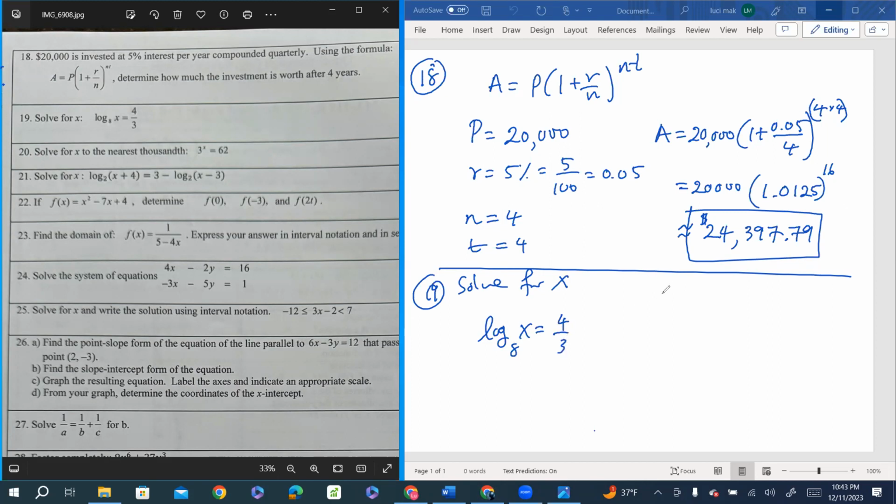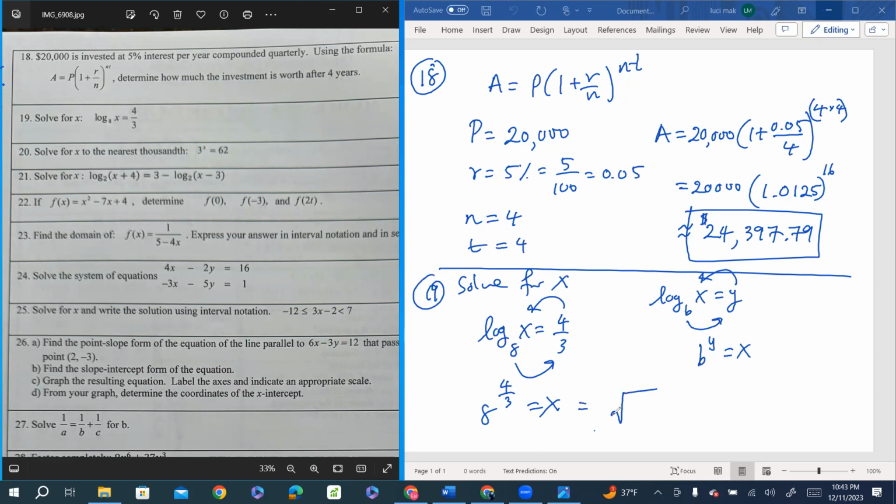Now remember, if you have log base b of x equal to y, you could write this in exponential form as b to the power of y equals x. So one more time, it's going to be b to the power of y equals x. So this one is going to be equal to 8 to the power of 4/3 equals x. So now how do you simplify 8 to the power of 4/3?